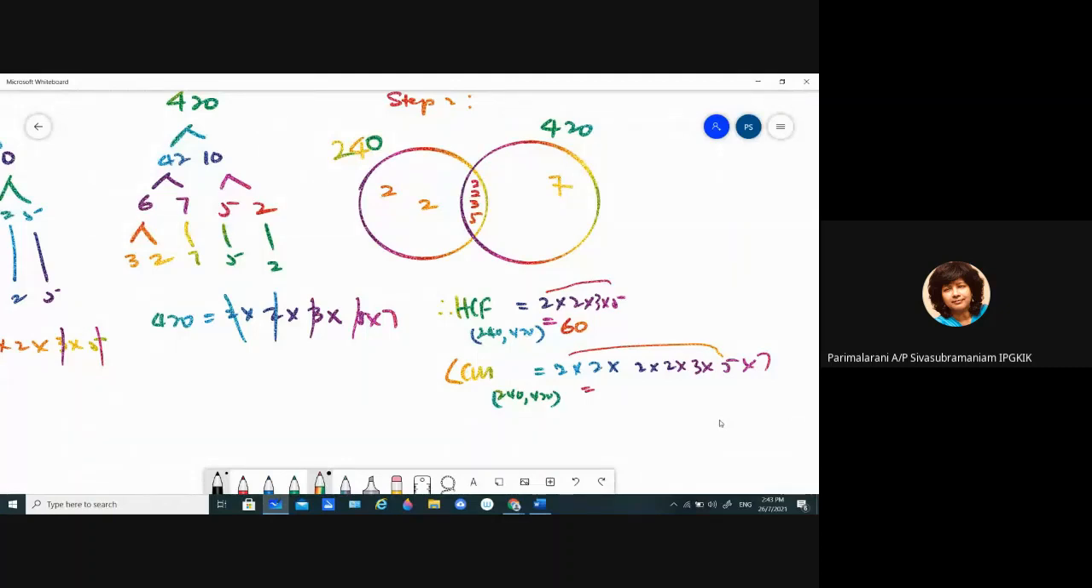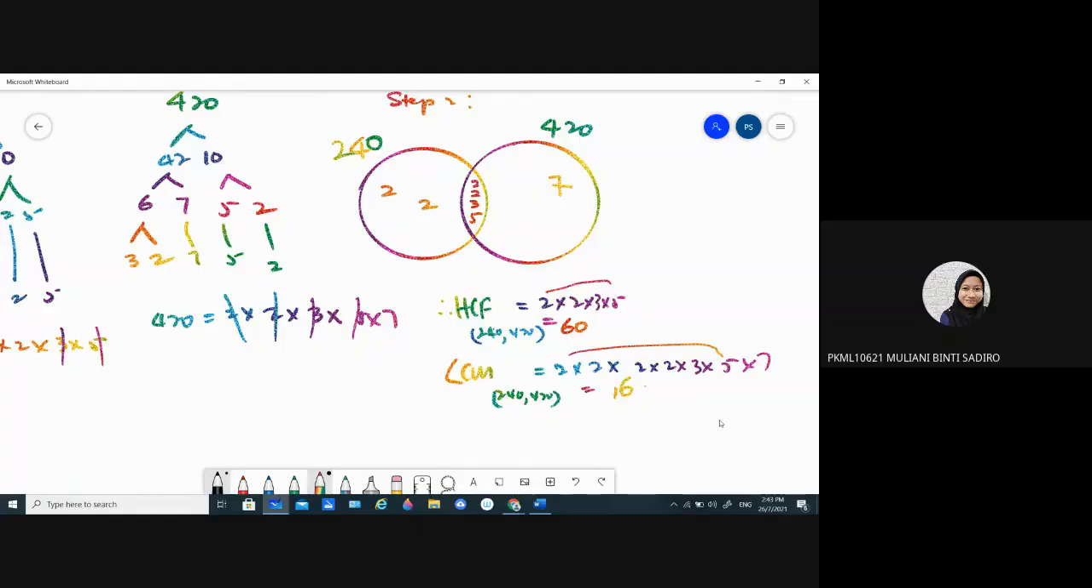Anyone? How much is this? 1680. 80, is it? Yes, 1680. Correct? Yeah. Okay, so this is the LCM. Okay, thanks. So this is the LCM and HCF.